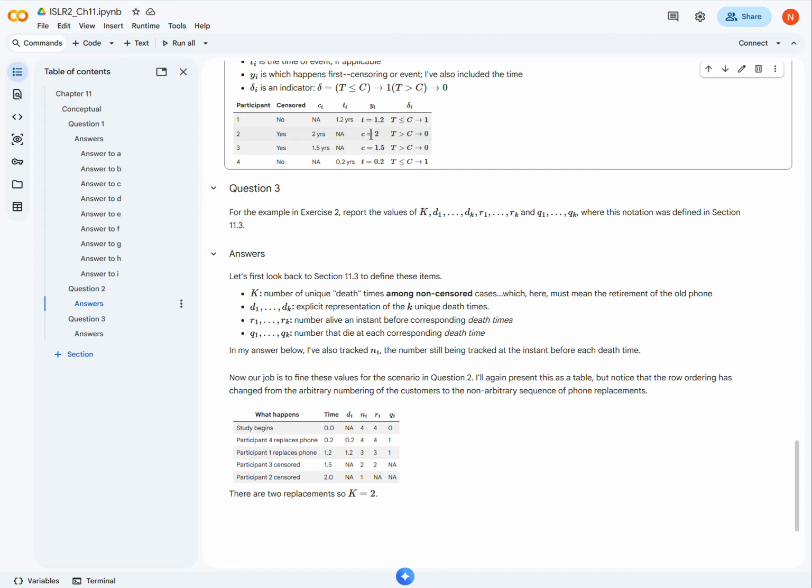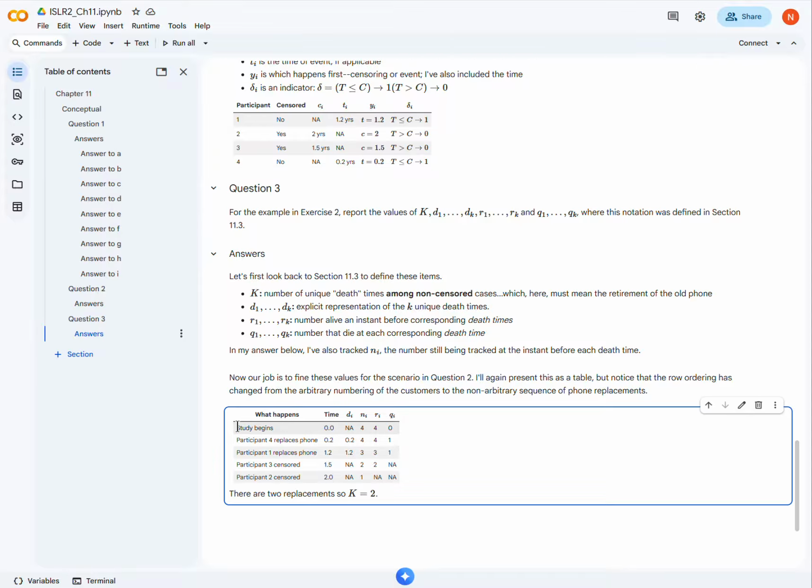Okay, so down here we have the column for what happens, and the first thing that happens is the study begins, and it begins at time 0. And of course, because we're just beginning, nobody dies. Okay, so this is not a death time. The number that we're tracking is 4 because we have the full population here, the full group, and all of them are alive. None of them have replaced their phones, and because it's not even a death time, we have 0 here for the number that died at that D time.